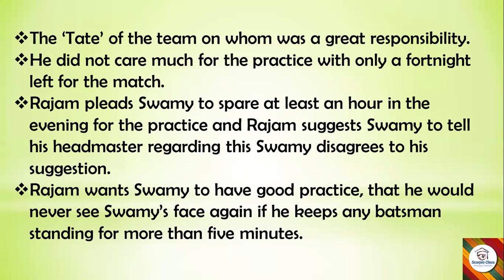Everybody was depending on Swami, because he was one of the main players of the team, but Swami did not care much to practice every day, even though only a fortnight was left for the match. Fortnight means 15 days, about two weeks. Now Rajam pleads with Swami to spare at least an hour in the evening for practice, and Rajam suggests Swami tell his headmaster regarding this.